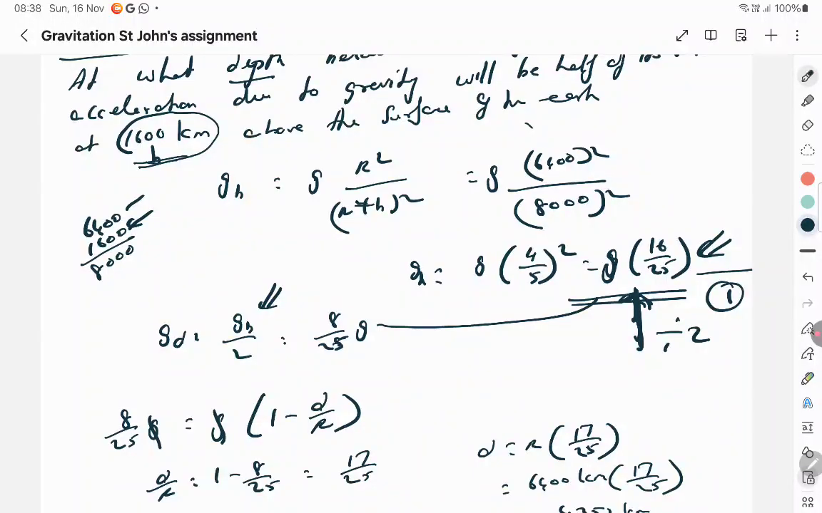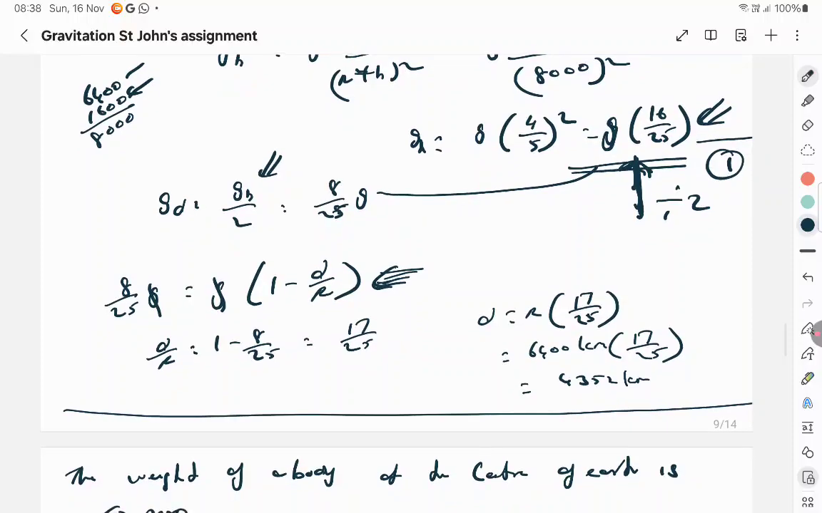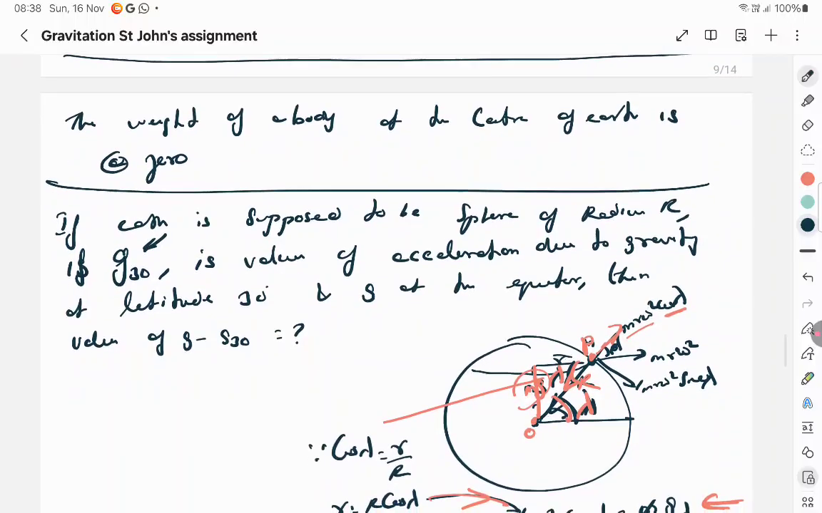So the 16 becomes an 8 and it comes here. Equate, substitute g into 1 minus d by r. That's the formula for gravity at a particular depth, which is 1/2 the value of gravity at a height of 1600 kilometers. So equate both of these and get the value. The weight of the body at the center of the earth is 0. Obviously, at the center there is no gravity, so the weight we feel is 0, weightlessness.